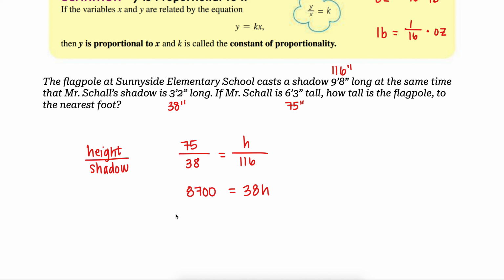Doing a little bit of algebra here, we'll divide both sides by 38. So that gives us a height of approximately 229 inches. And if you divide that by 12, it's going to be about 19 feet. Like I said, if you wanted to first find the constant of proportionality, you could take 75 and divide it by 38, then multiply by 116, it'll give you the exact same answer.